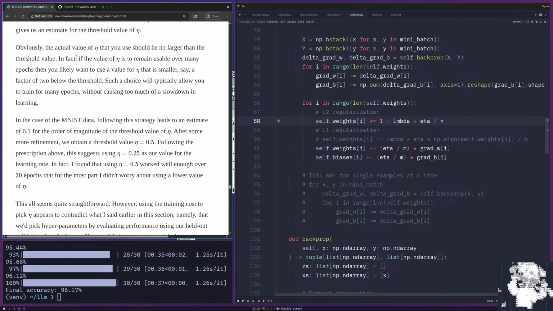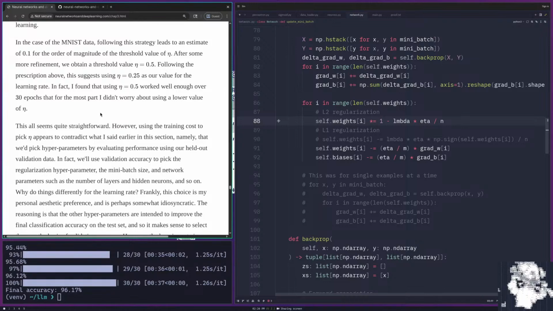Obviously, the actual value of eta that you use should be no larger than the threshold value. In fact, if the value of eta is to remain usable over many epochs, then you likely want to use a value for eta that is smaller, say a factor of 2 below the threshold. Such a choice will typically allow you to train for many epochs without causing too much of a slowdown in learning.